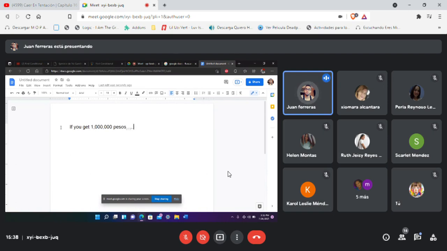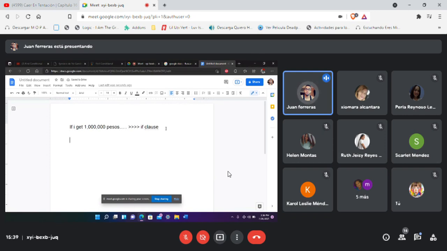In the first conditional, when we have this, if you get 1 million pesos, this is called the if clause. La cláusula if, right? Now, this is the situation that is not real, the situation that is not happening right now, but we are imagining what happens if that situation occurs. And then Ryan told me, teacher, if I get, let me put I instead of you.